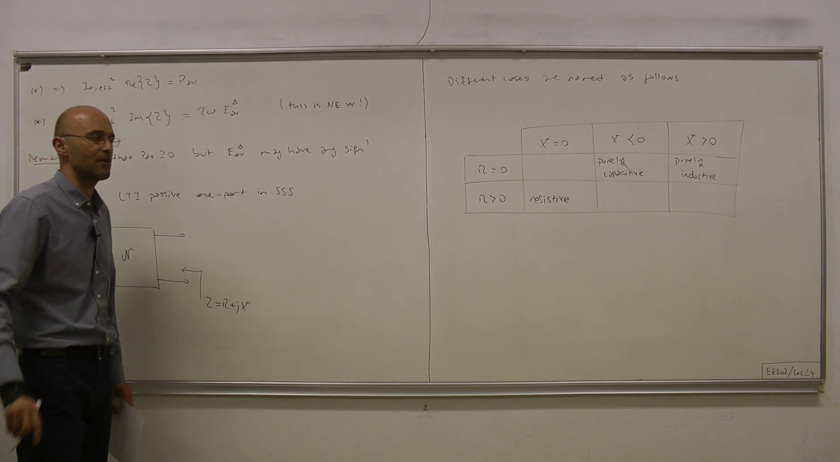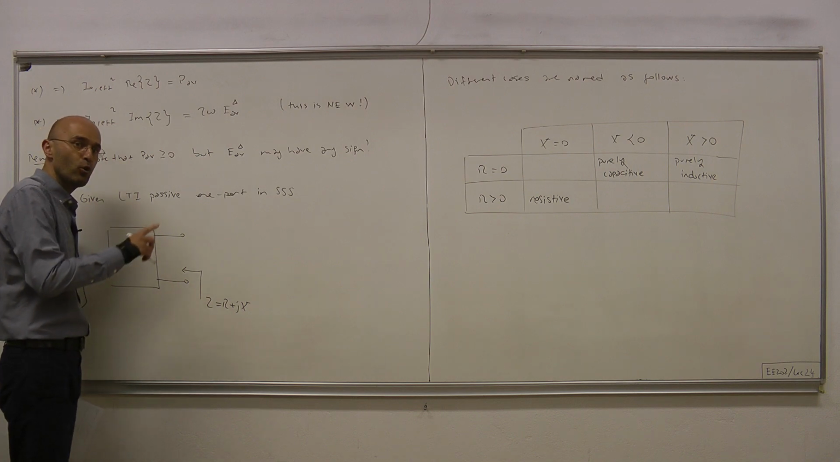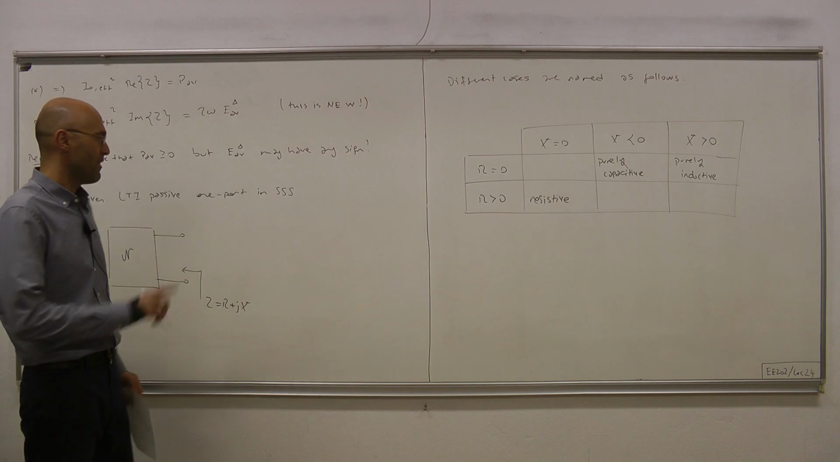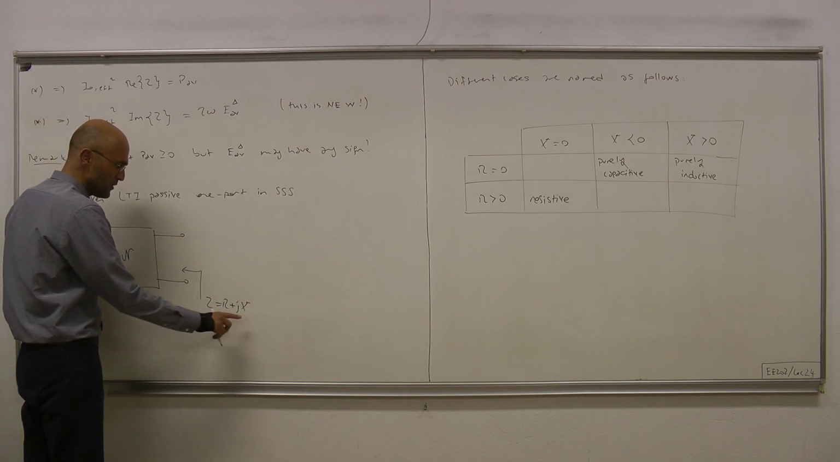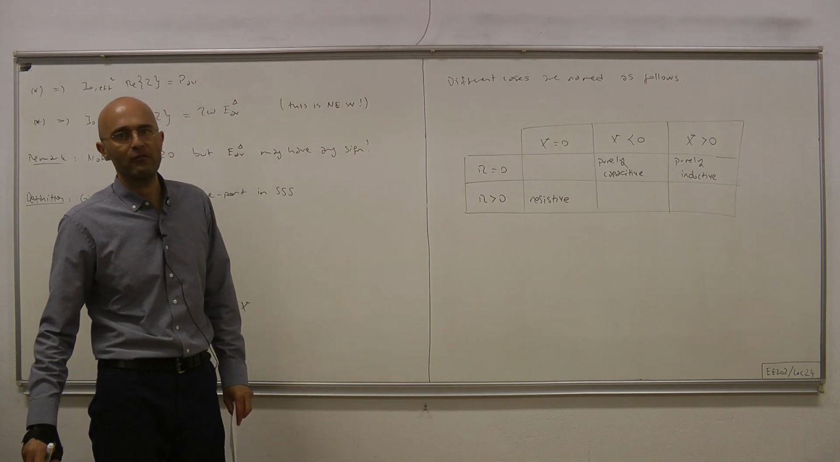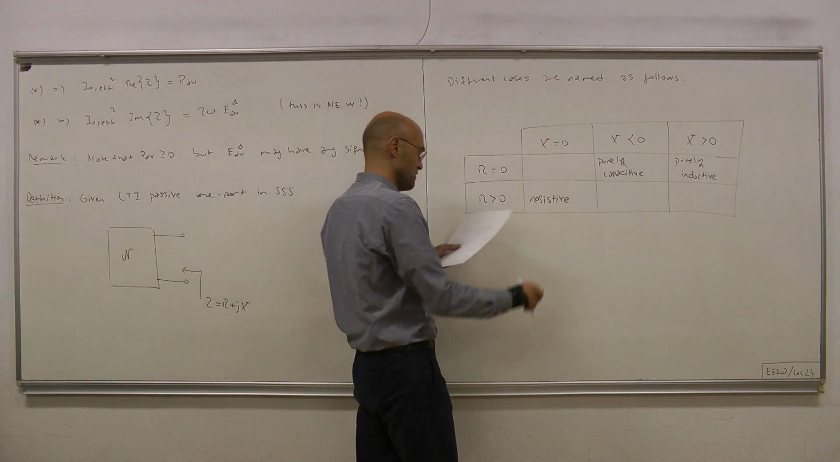They are not just laying around doing nothing. But the stored energies in the inductors equal the stored energies in the capacitors, so the difference is 0. Therefore, the impedance will not have an imaginary part. It will have a 0 imaginary part. So that case is called resistive.